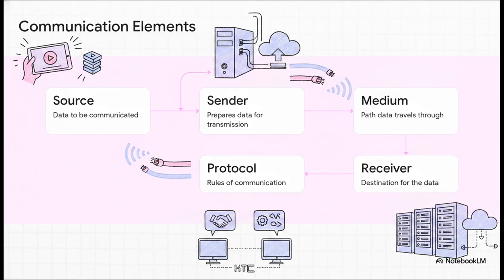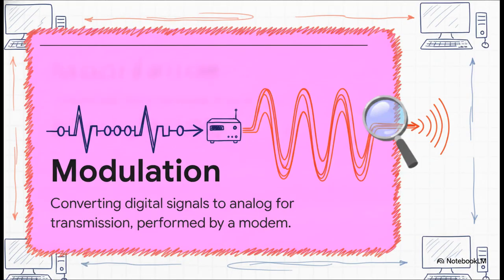Protocols are basically the strict sets of rules both computers must agree on, like HTTP or TCP, so they can actually understand each other. And this perfectly illustrates a major technical hurdle we have to overcome. See, computers speak in digital binary. They deal in zeros and ones with very sharp, square edges. But the physical mediums out there, like copper wires or just the air around us, carry analog waves. They literally can't handle those sharp digital edges directly. So this is exactly where your modem comes in. It performs modulation, converting that digital data into smooth analog waves for the journey, and then demodulation at the other end, translating those waves right back into sharp digital binary for the receiving computer.